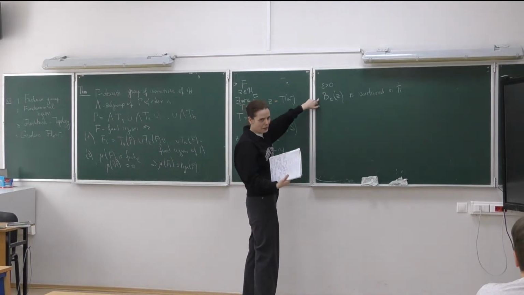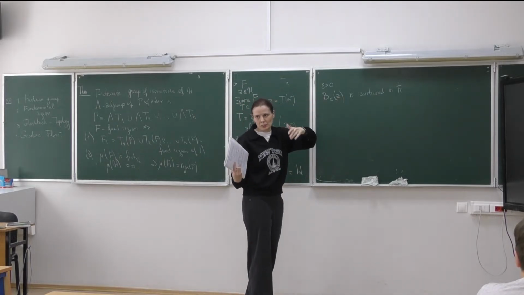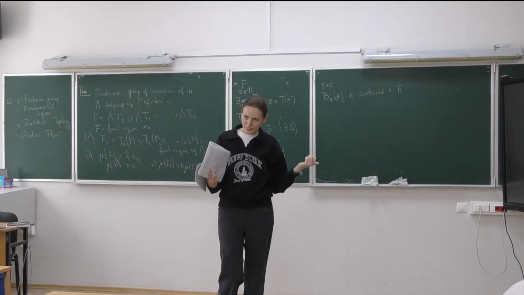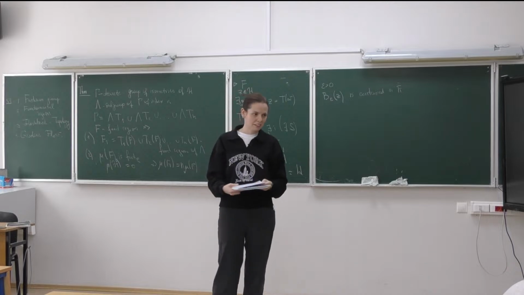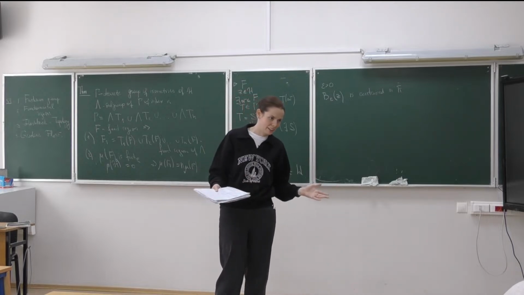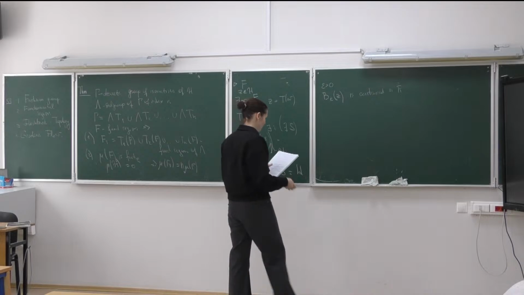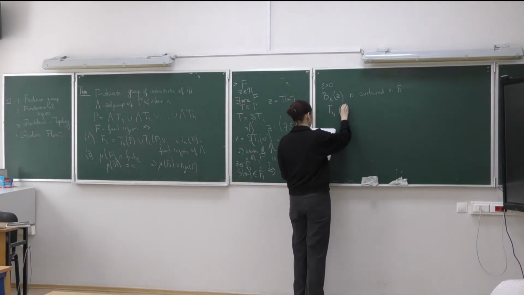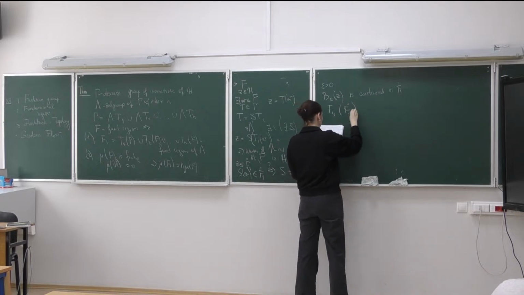because as we know, it's compact. So we should act properly discontinuously by our group, right? So we cannot have intersection with more than some finite number. So it will have non-trivial intersections with these images.